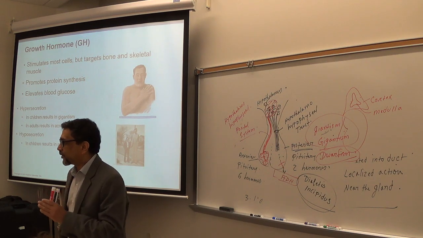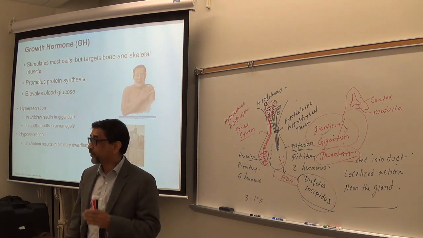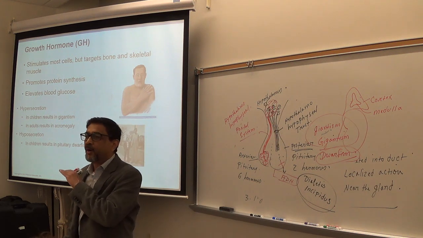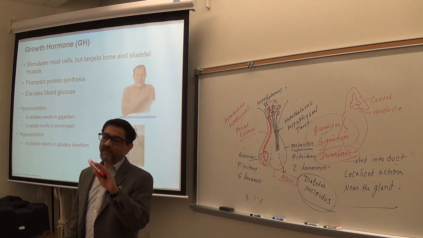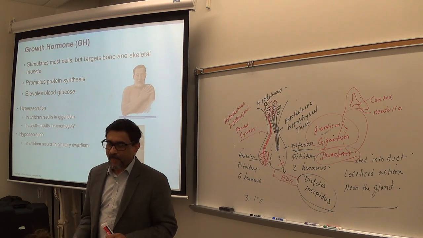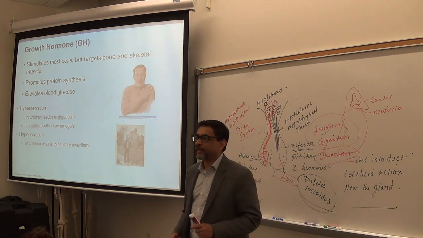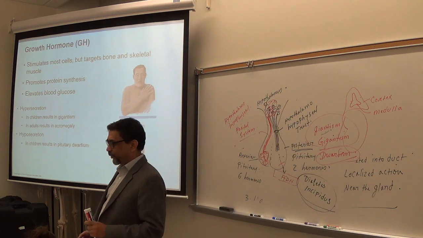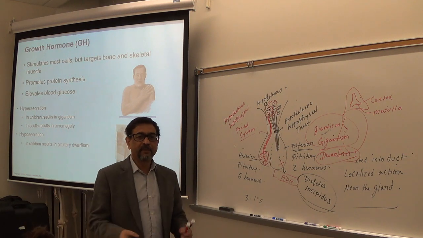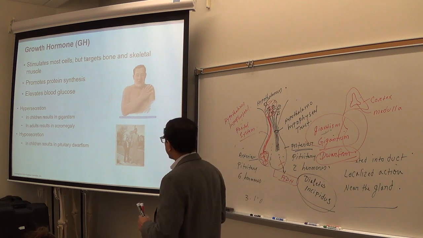So the patient suffers from multiple complications, including diabetes mellitus. Almost all gigantism patients suffer from diabetes mellitus, okay? And the lifespan is shorter than normal average people. So gigantism people, they live shorter than normal people.